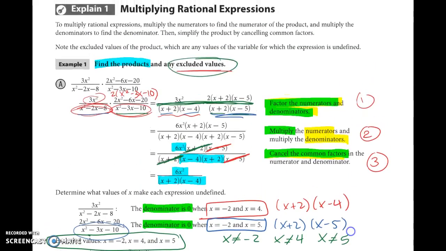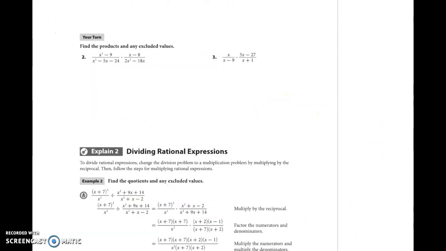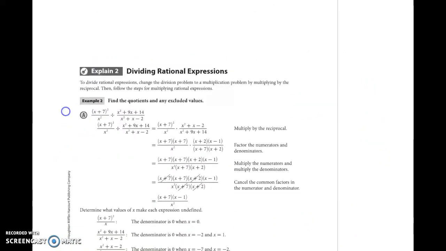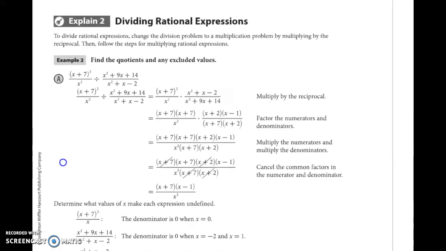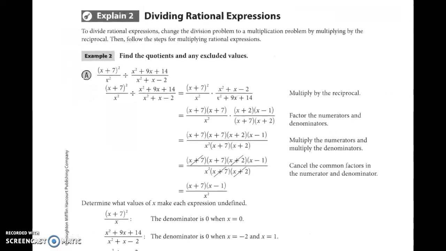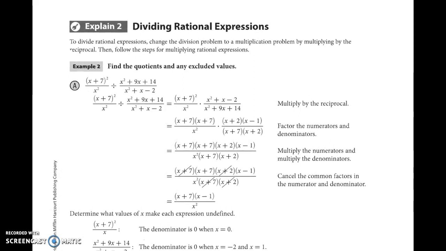Now let's move on to explain 2 and see if we can do dividing rational expressions. For dividing rational expressions, let's go through the steps real quick. Multiply by the reciprocal. So what are they saying here? They're applying that freeze, change, flip. And then they factor the numerator and denominator. They multiply the numerators, multiply the denominators, and cancel the common factors.